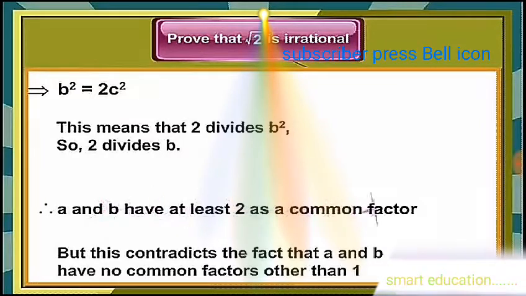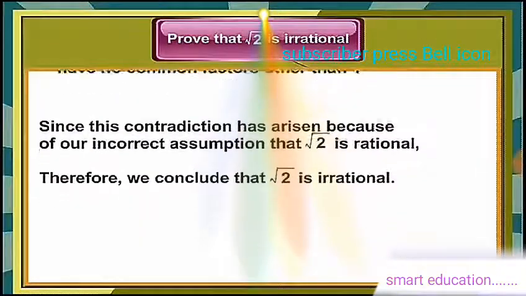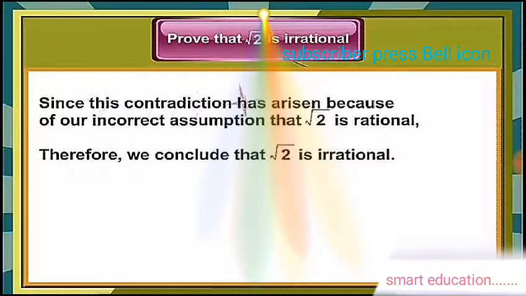Therefore, a and b have at least 2 common factors, that is, factors 1 and 2. But this contradicts the fact that a and b have no common factors other than 1, as they are supposed to be co-primes. This contradiction has arisen because of our incorrect assumption that square root 2 is rational. We therefore conclude that square root 2 is irrational.